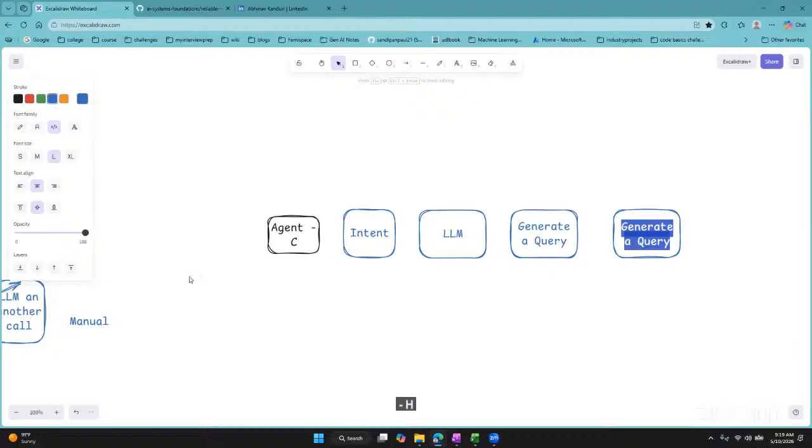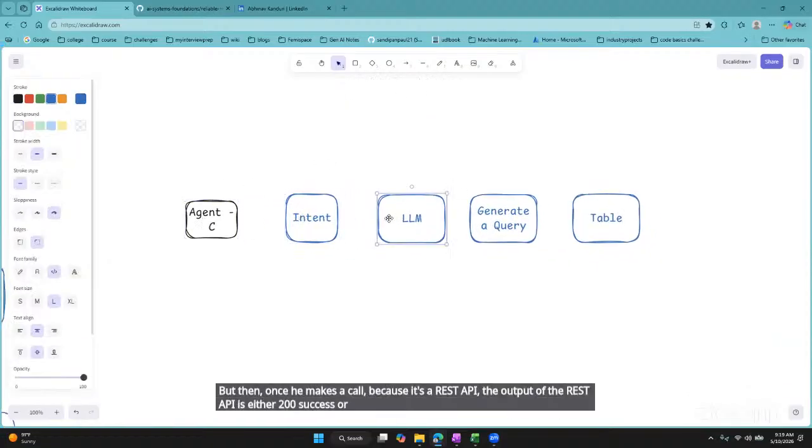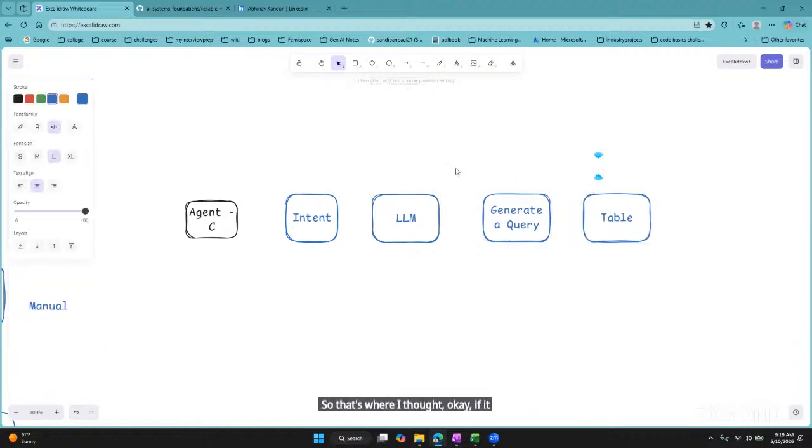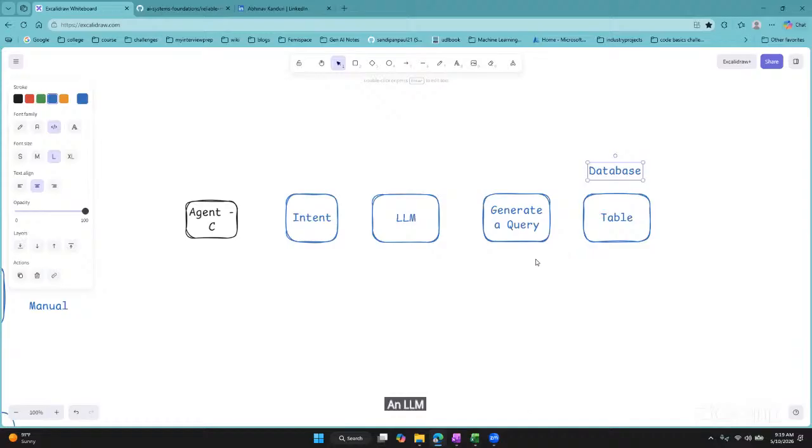But once it makes the call, because it's a REST API, the output is either 200 success or a failure, like a 400 or 500 error. So that's where I thought, if it is 200, it is binary, which means it doesn't have to be an LLM judge. That's what I thought. Okay, please go ahead.